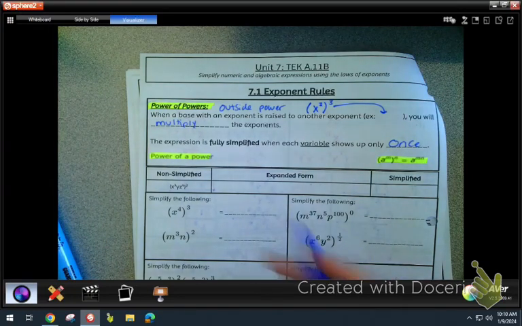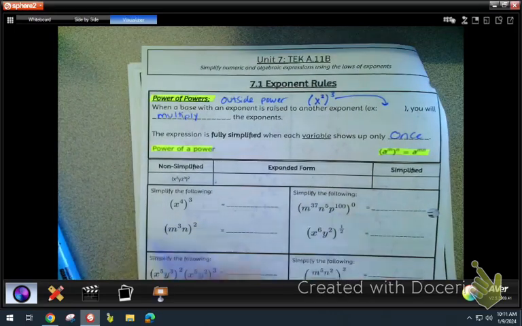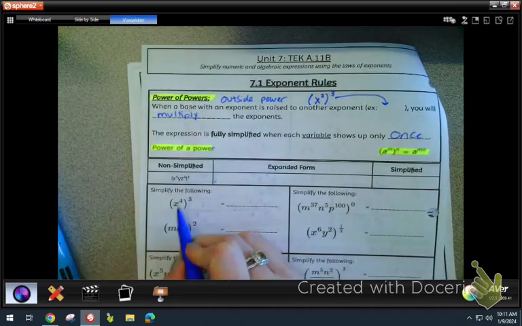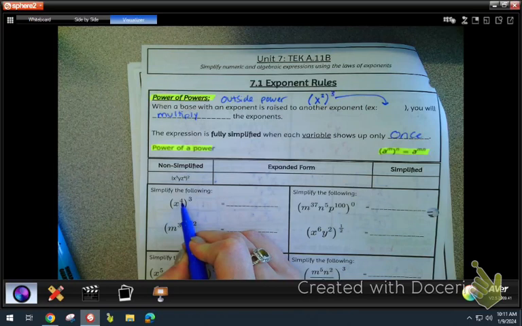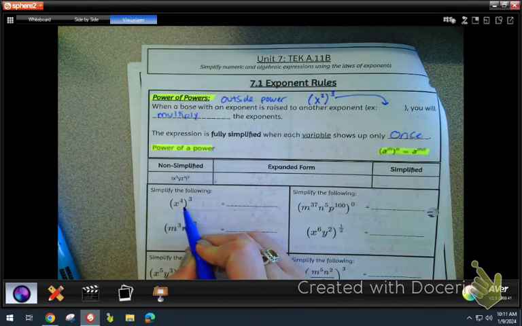Okay? We're not going to expand this because this is going to take forever. We're actually just going to go right here and do some practice. So let's look at this one: x to the 4th to the 3rd power. Do y'all see how this is different from the product rule? This is no longer side by side.